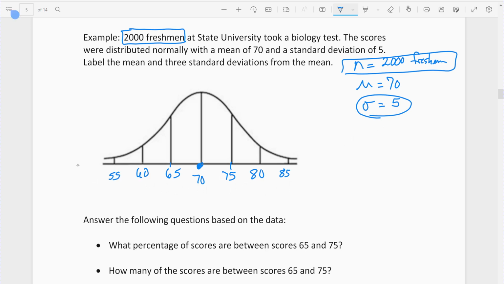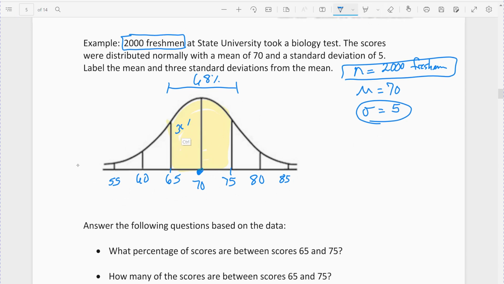And if you remember from the first picture, this represents the 68%. I'm going to split it because I'm going to write it all out. So this represents the 68%, which means this half is 34%, and this half is 34%.